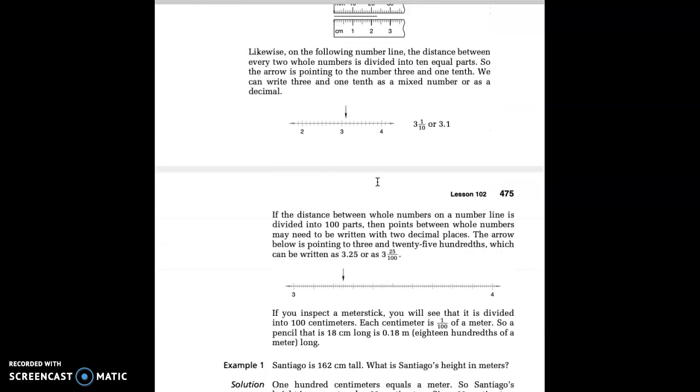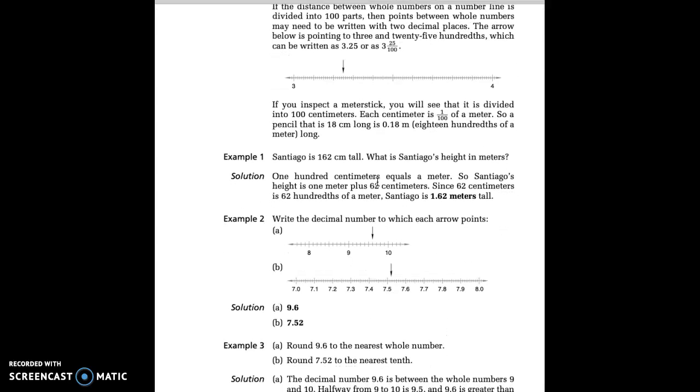Okay, so let's go ahead and look at this example at the top of page 475. Again, if you are between two whole numbers, 3 and 4, and if you were to count all of these little hatch marks, you would see that there are 100 parts. It's divided into 100 parts. So this number right here, we would count up. We know that this right here would be 10, 20, and then halfway between 10 is 5. So this hatch mark is a quarter of the way from 3 to 4, or 3 and 25 hundredths, or as a fraction, 3 25/100.